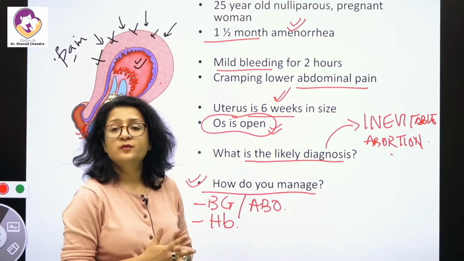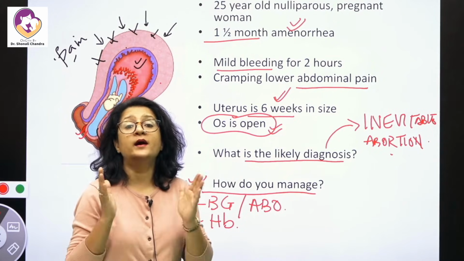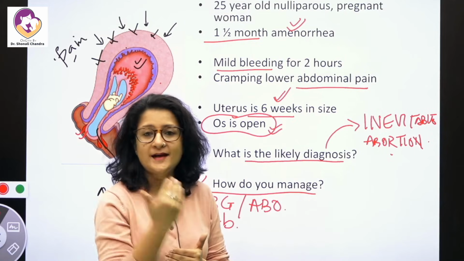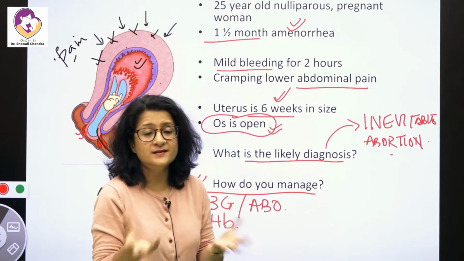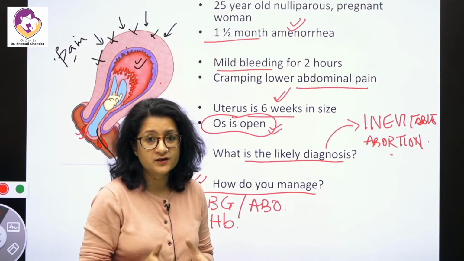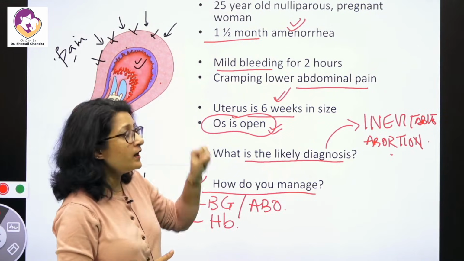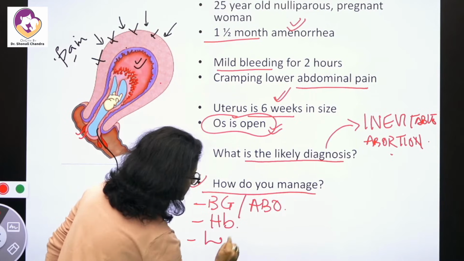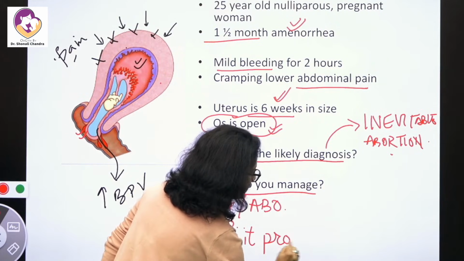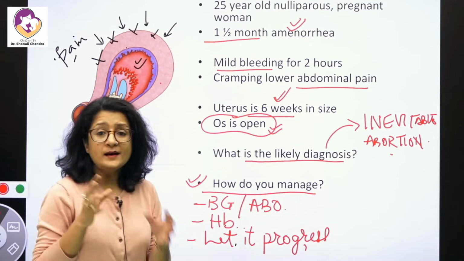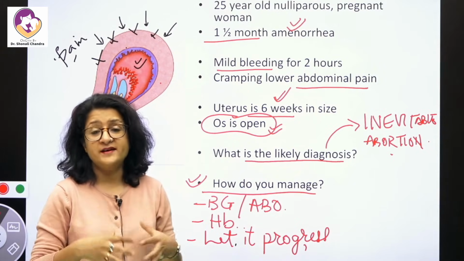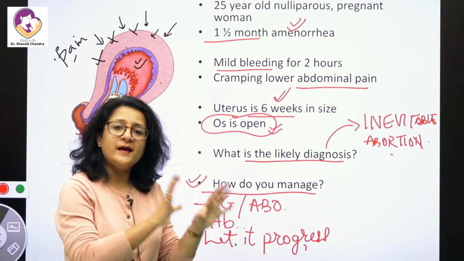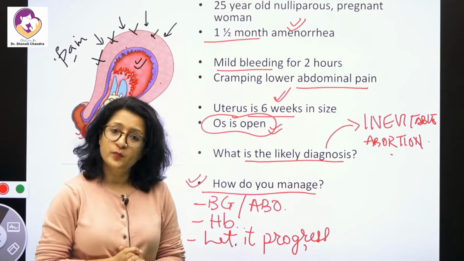Now, for the inevitable abortion bit, we let it progress. Okay, so we do not unnecessarily intervene, put instruments inside the uterus and try to hasten the expulsion unless it is required. So very importantly, she might just have a spontaneous, uneventful abortion on her own, right? So we let the situation progress and we intervene only and only if the bleeding becomes very severe, if the woman decompensates because of that increased amount of bleeding. Only then do we intervene, otherwise we let it progress.